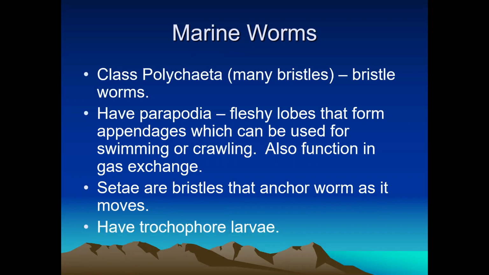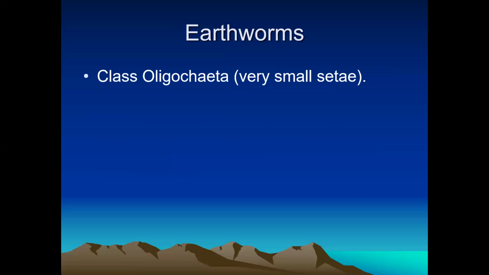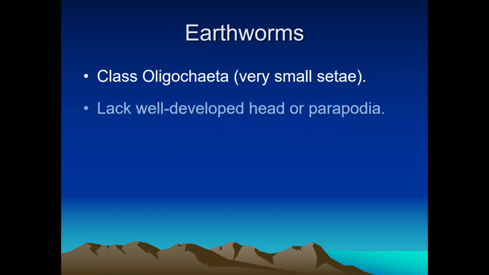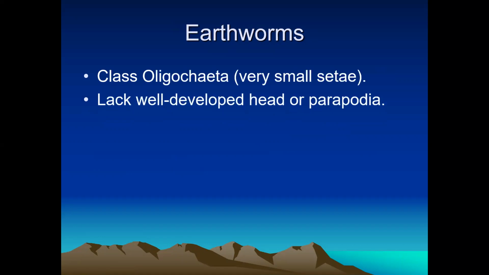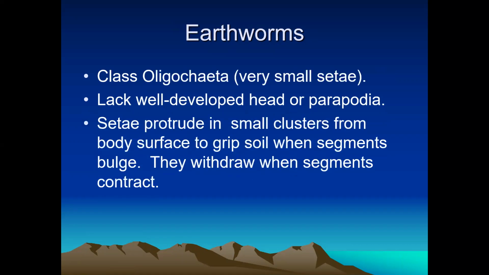And I don't ask you questions about larval types and all that. We just don't have time to get into all of it. So earthworms. Here we have class Oligochaeta. Oligochaeta means few, and setae translates as that. And so here we don't have a very well-developed head or parapodia. The setae are small.